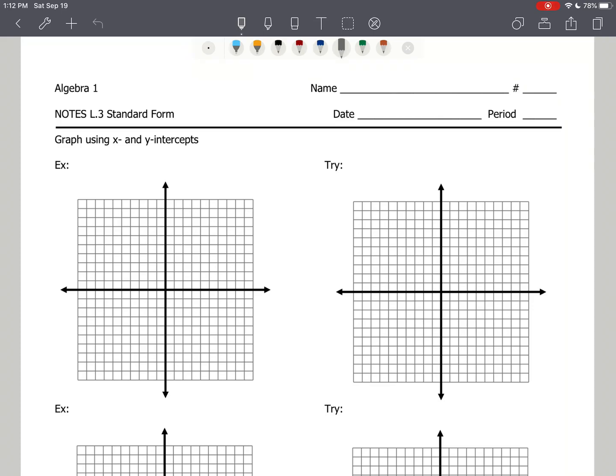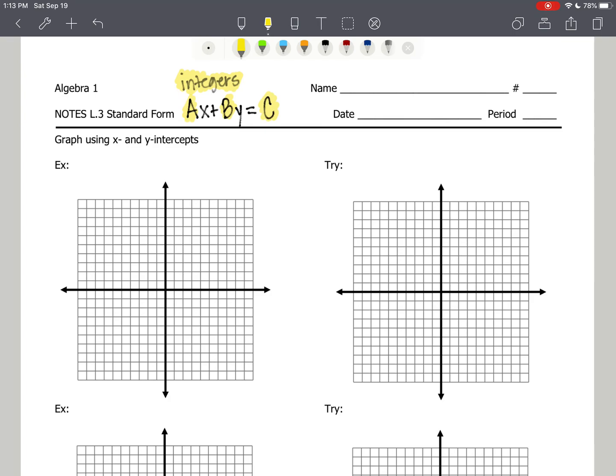Standard form of an equation allows us to graph lines using 2 points, the x-intercept and the y-intercept. Standard form is ax plus by equals c, where a, b, and c are integers. I'm going to highlight that: a, b, and c are integers. And that's called standard form, ax plus by equals c.